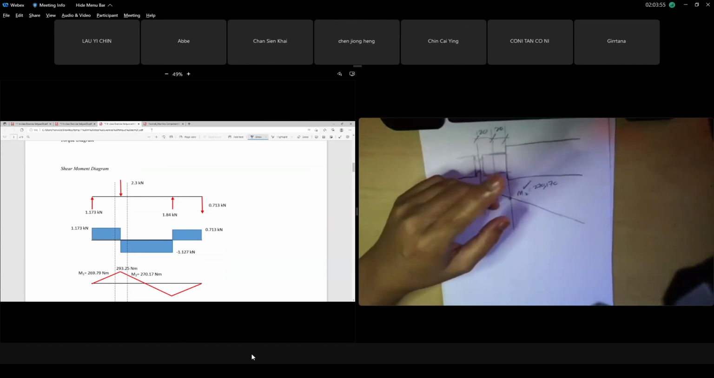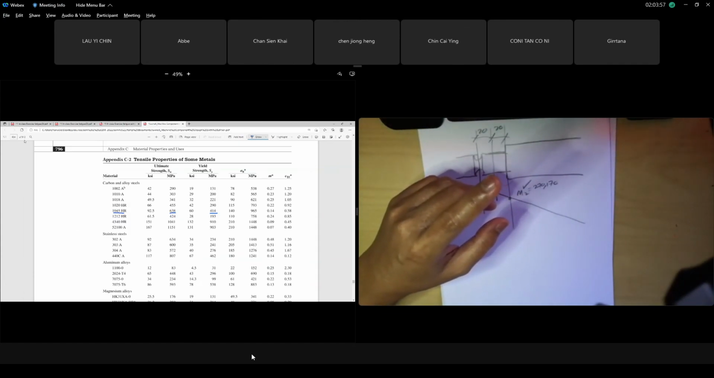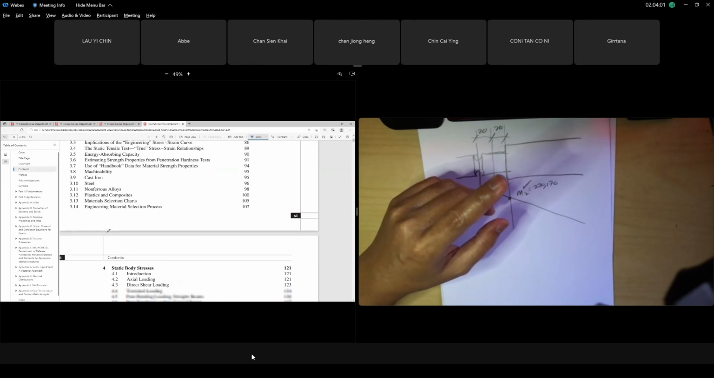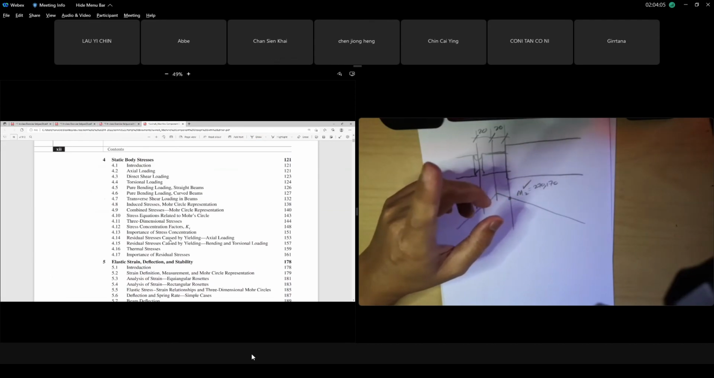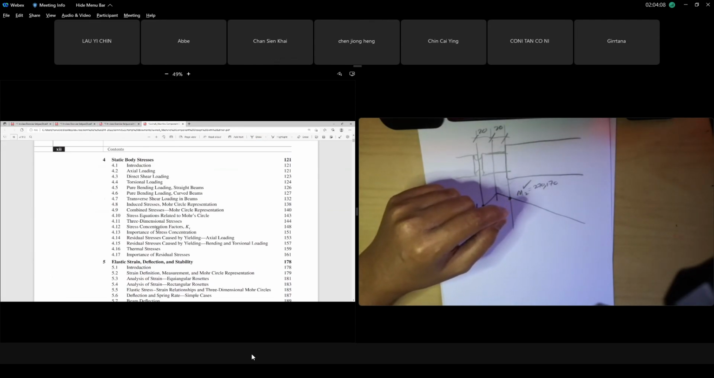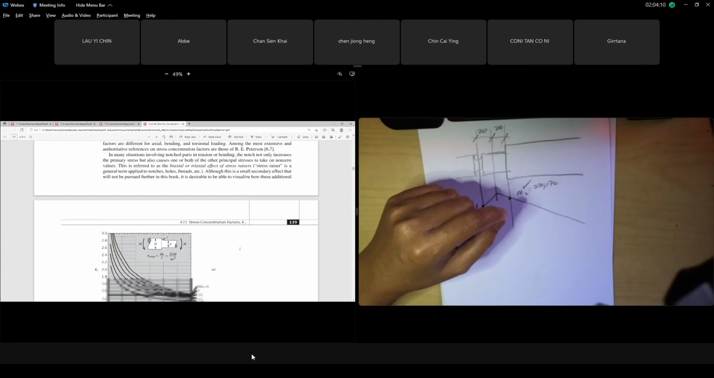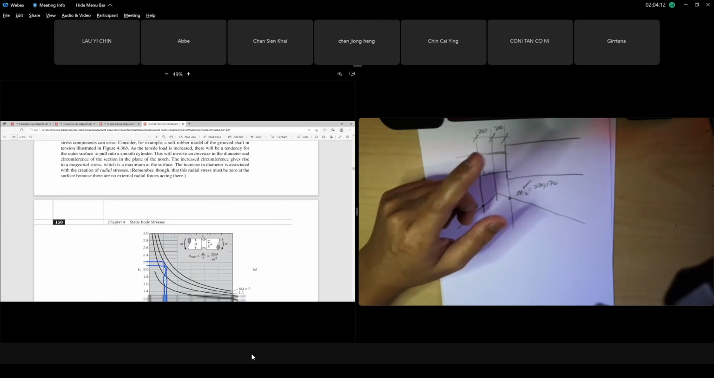KT bending, I just want to highlight to you guys. KT bending on chapter 4 again. Okay, chapter 4 stress concentration factor. You don't use the notch, you use this figure. You saw just now, guys, are you watching the textbook?